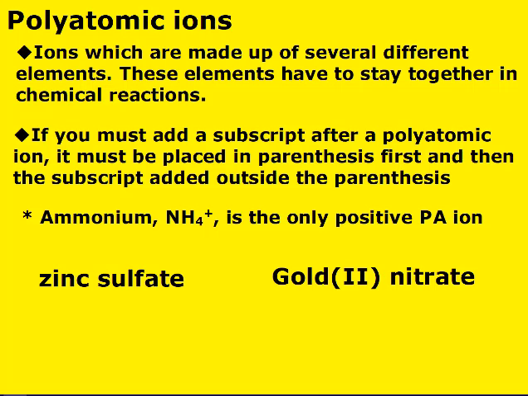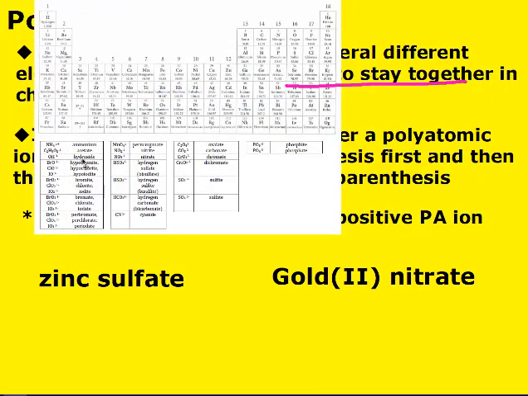Polyatomic ions are ions which are made up of several different elements. These elements have to stay together in chemical reactions. If you must add subscripts, you're going to add them after the polyatomic ion, and it must be placed in parentheses first and then the subscript added outside the parentheses. And like we said a second ago, ammonium is the only positive polyatomic ion. These polyatomic ions are located at the bottom of your periodic table that I gave you. They're also on that separate sheet.